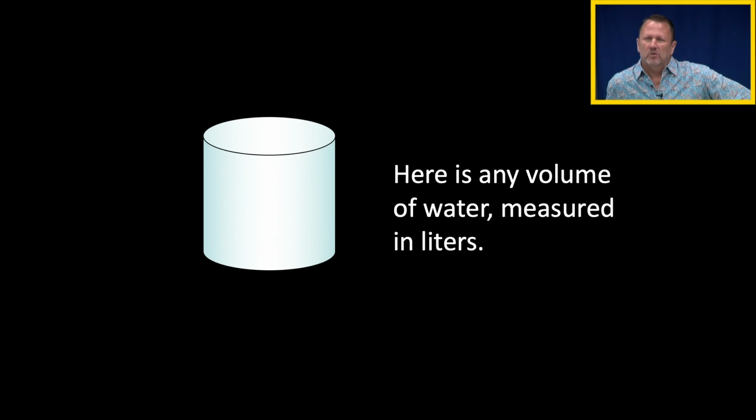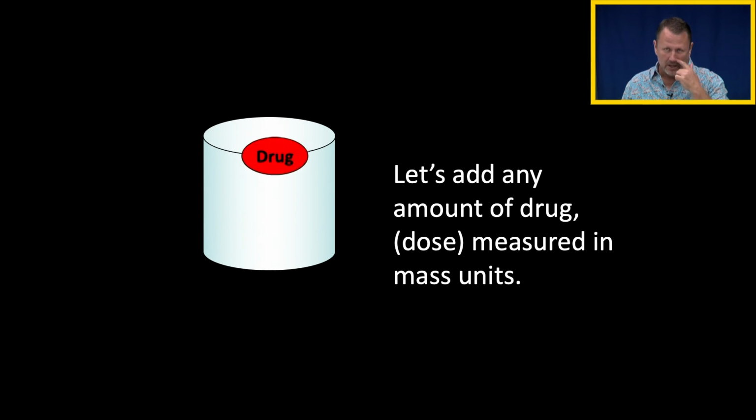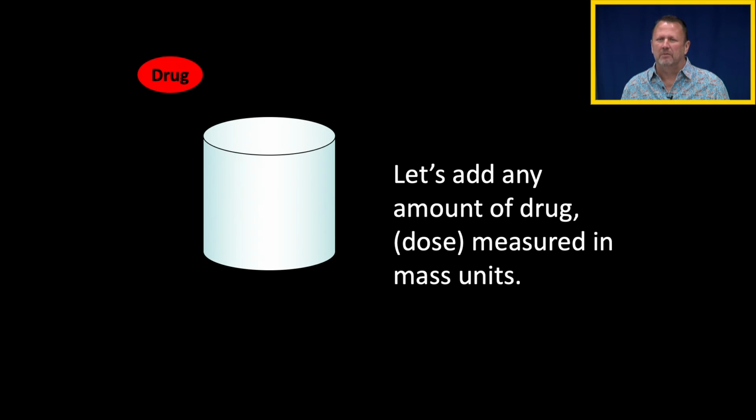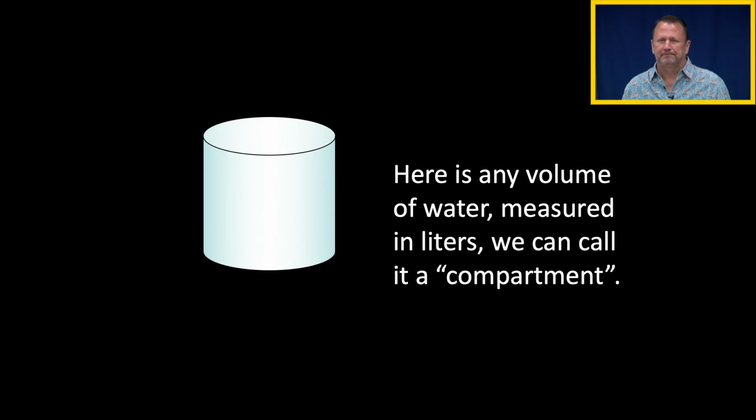All right, so let's make it more complicated than that. Here is any volume of water. It's measured in liters. And let's add any dose of drug measured in mass units. And eventually that drug will give us a concentration. And now we know how much drug is in solution compared to the volume of the solution. We have a concentration. Simple enough. We know exactly how much was added to that compartment, and we know how big the compartment is. And so we have a concentration.